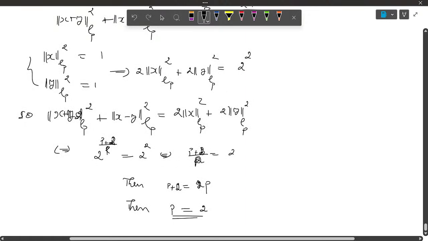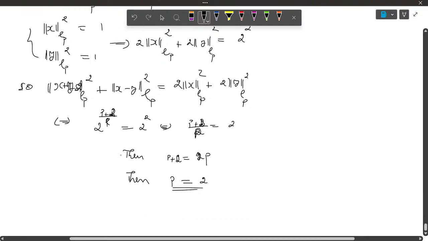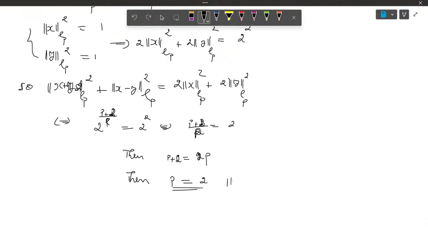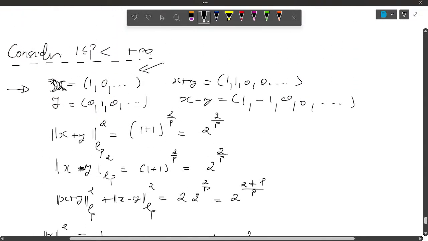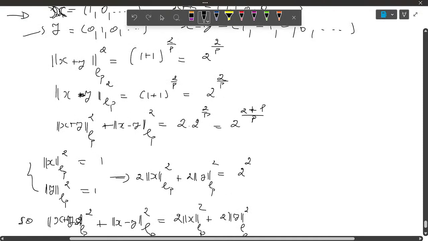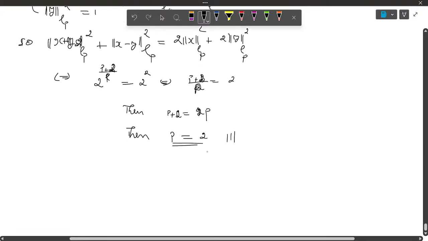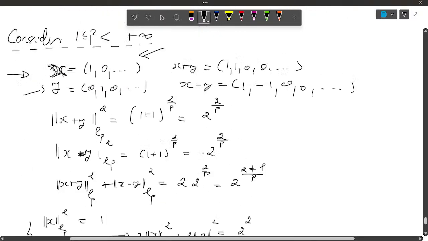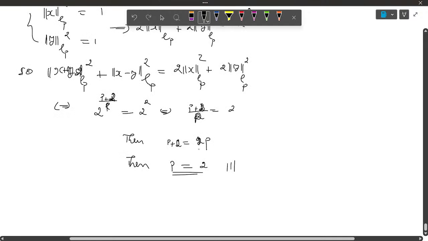And this equality is true if and only if p plus 2 divided by p is equal to 2. That implies that p plus 2 must be equal to 2p, and then p must be equal to 2. So you see, for this particular choice of x and y, we have the parallelogram identity only when p equals 2. For the rest of the cases, taking this particular choice, you see that you don't have the parallelogram identity.